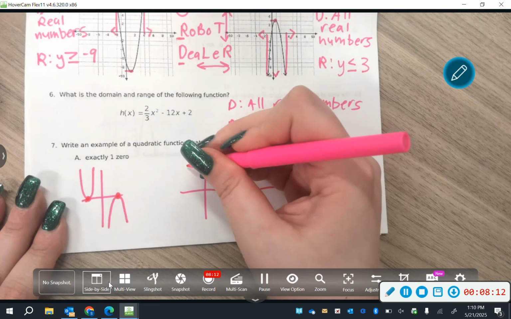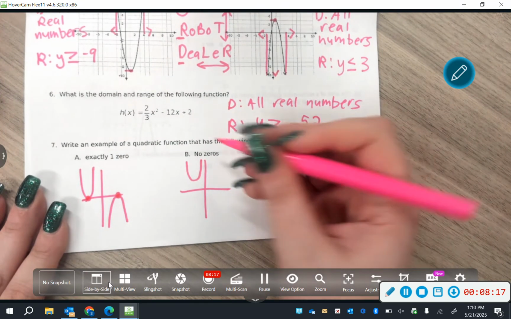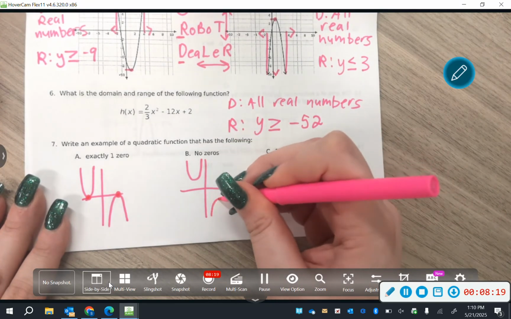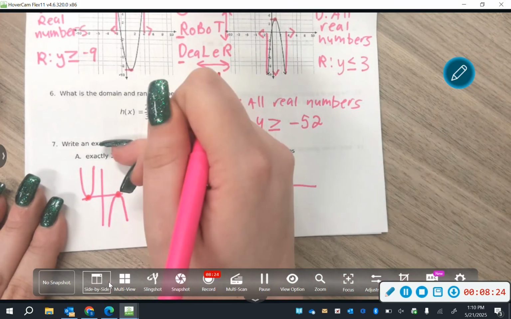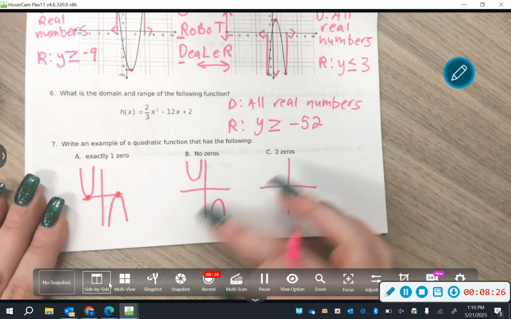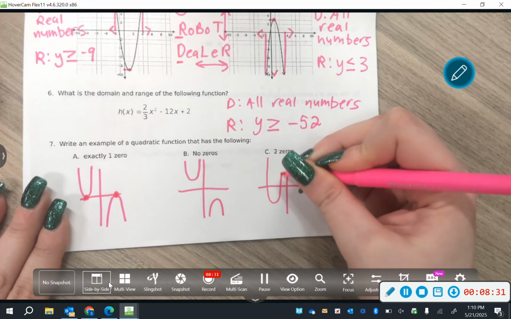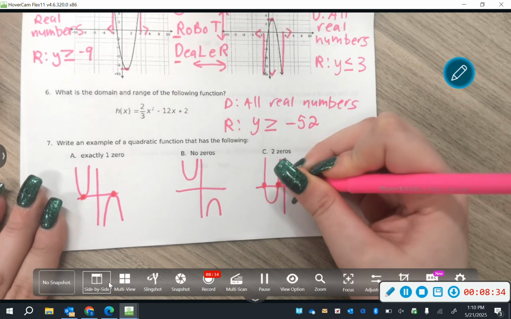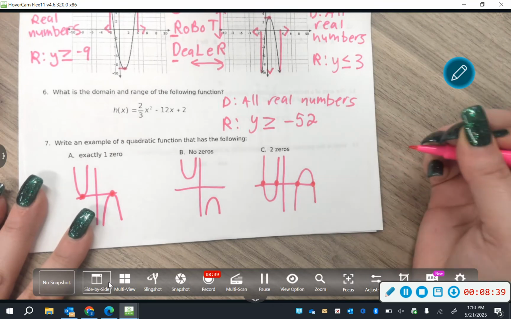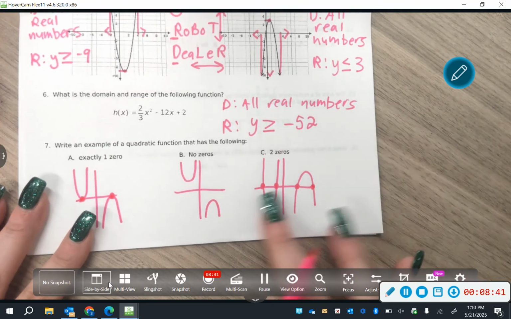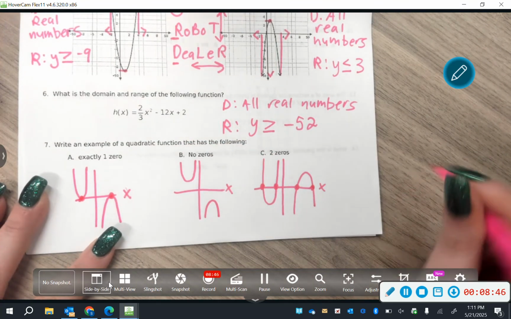For no zeros, you should not hit your x-axis at all. So you can have a graph that's like this, or like that. They're not going to be on the same graph. I'm just showing that you could have one that's regular, or one that's reflected and facing the opposite direction. For 2 zeros, it has to touch your x-axis 2 times. Whether it's upside down or facing up, it should only be hitting the x-axis twice, because zeros are x-intercepts.